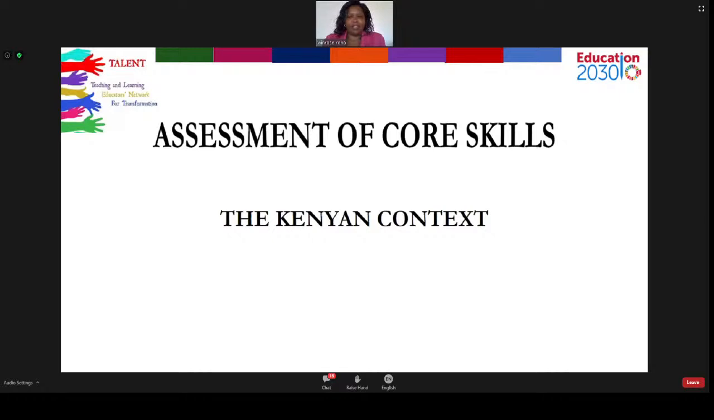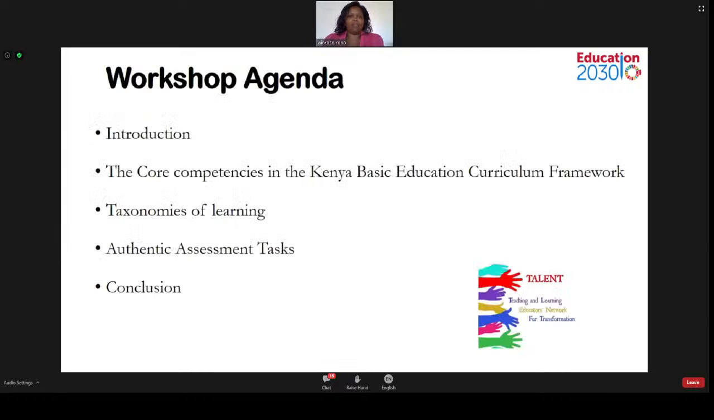Good morning, good afternoon, everyone. I'm going to share with you assessment of core skills based on the Kenyan context. My outline would be the introduction. I will also share with you the core competencies that Kenya has adopted, which are contained in the Kenya Basic Education Curriculum Framework. I will also talk about the taxonomies of learning that have guided the development of assessment activities, and I will touch on how to go about developing authentic assessment tasks. And finally, I will give a conclusion.